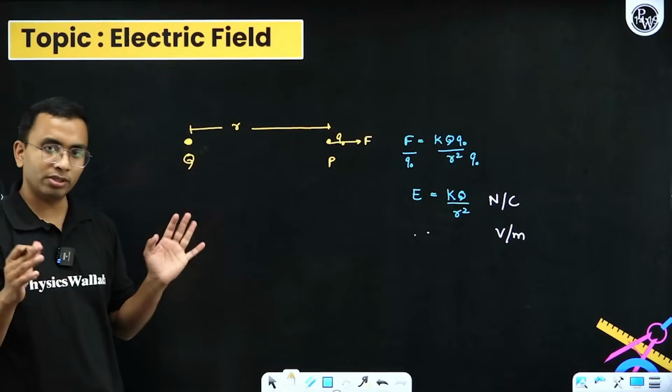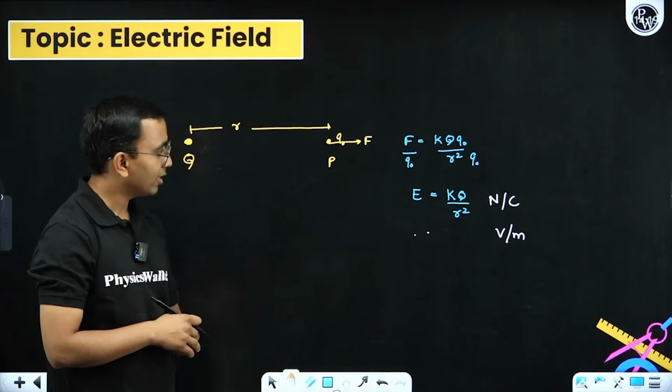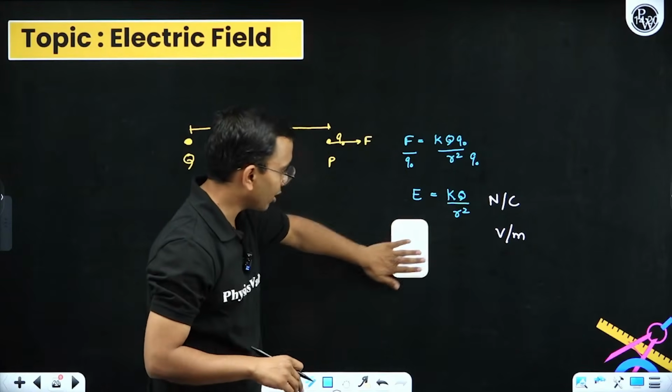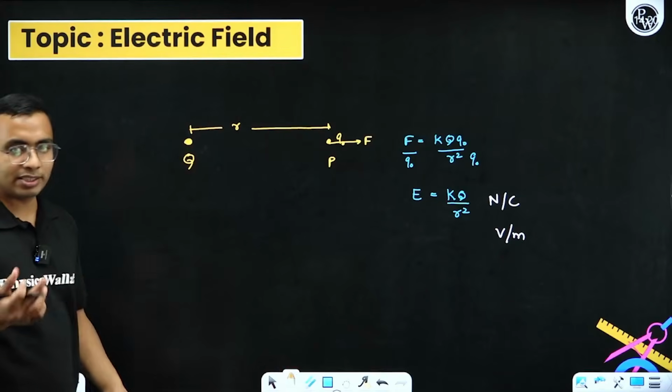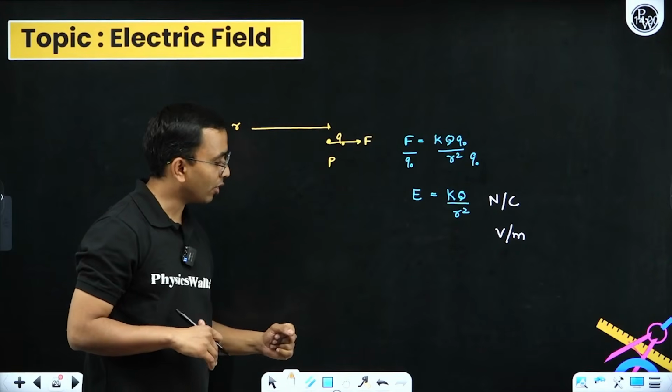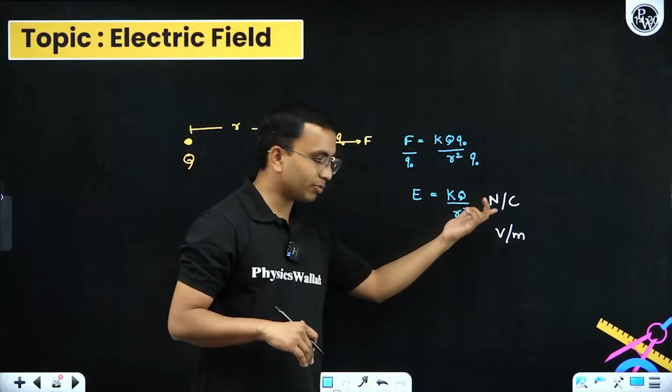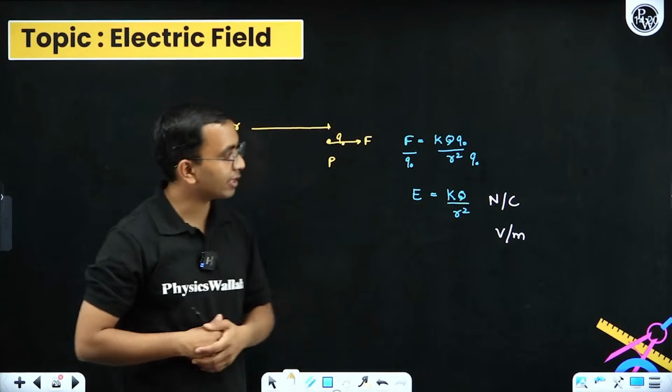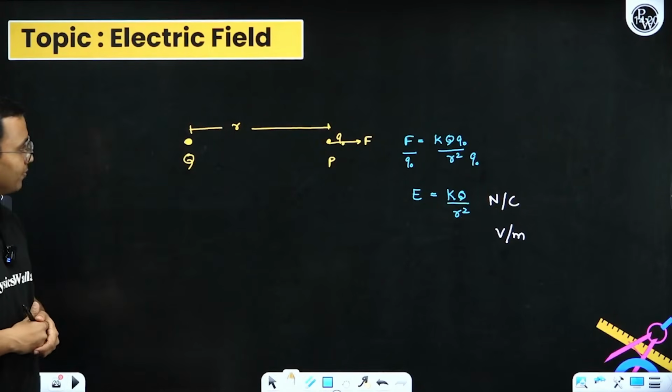How that is volt per meter, we'll come to know after some time. In the next chapter, we'll discuss potential and other topics. So E is minus dV by dr. From there we got the unit as volt per meter, or you can even express Newton in terms of kg, meter and second, and that way also you can write it.